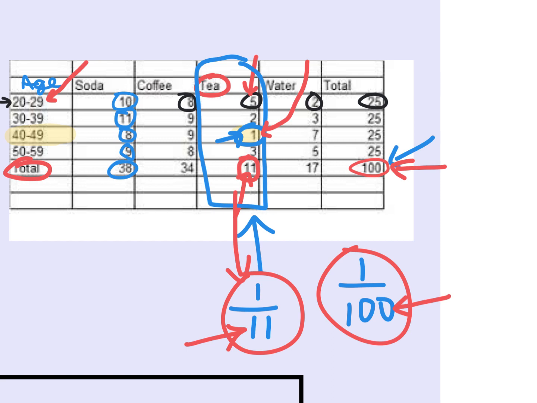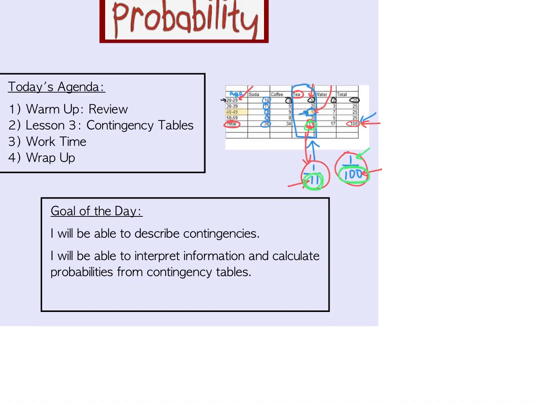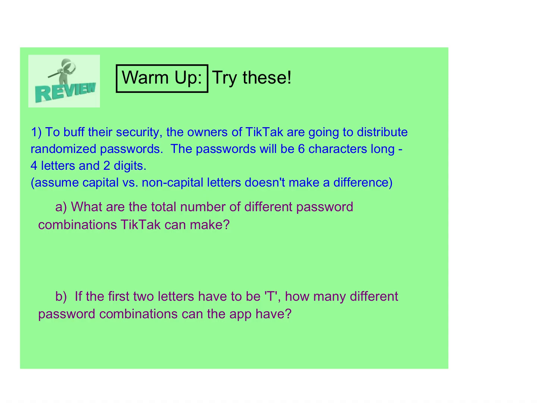All right, so there is the most complicated part. It's usually pretty easy to find the numerator, the top part. But whether or not you're going to take it out of 100, or if you're going to take it out of one of these subcategories, like if we only ask tea drinkers, figuring out the denominator is the hard part, in my opinion. Okay, so let's go into the notes a little deeper.